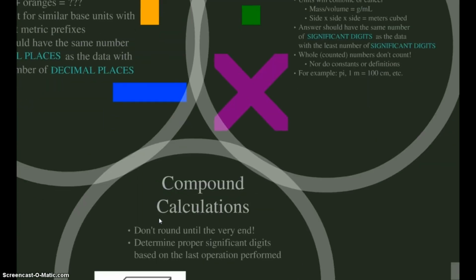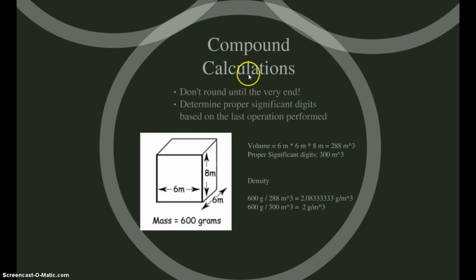Okay, the last thing we'll look at is what do we do if we've got a compound calculation, meaning you've got addition, subtraction, multiplication, division, more than one of those in one problem. The key idea here is that you do not round until the end, okay? Don't round until the end. Only in the very end, last step, would you round your numbers.